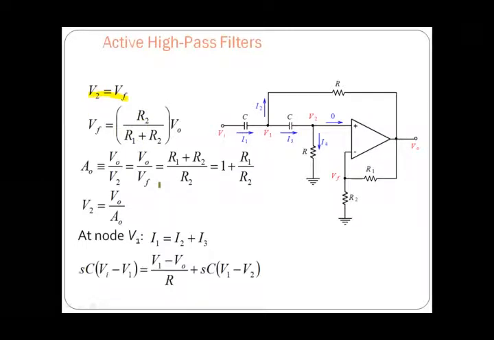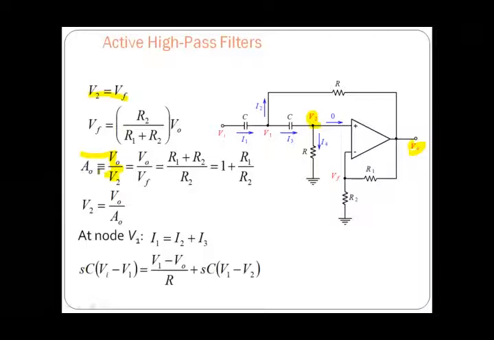As we know, the gain is nothing but output by input. In this circuit the output is nothing but V naught and the input is V2. So the gain is given by V naught by V2, which is equal to A naught.